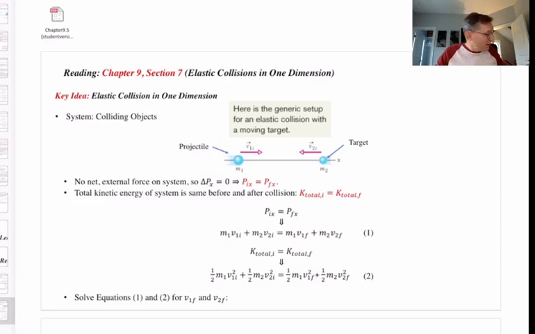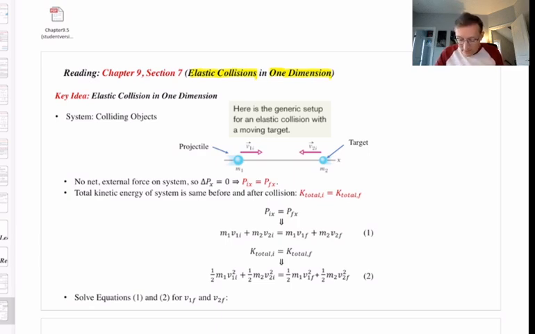This is video lecture 9.5, part 1, and we're going to talk about the reading in chapter 9, section 7, and we're going to focus now on elastic collisions. We explained what an elastic collision was in the previous lecture, and we're going to limit ourselves to a collision in one dimension, one axis, like an x-axis.